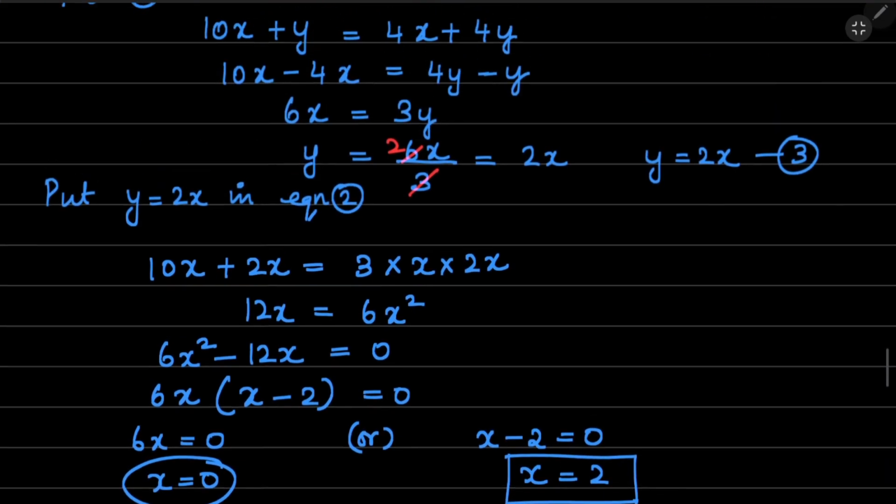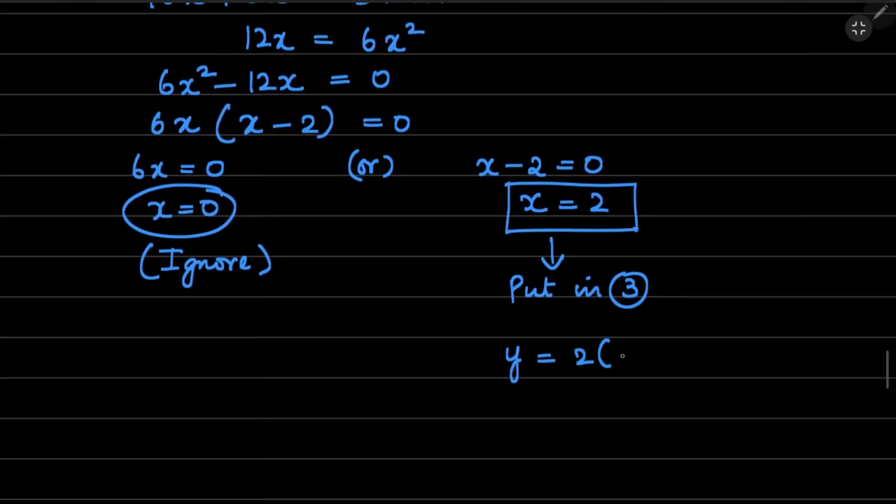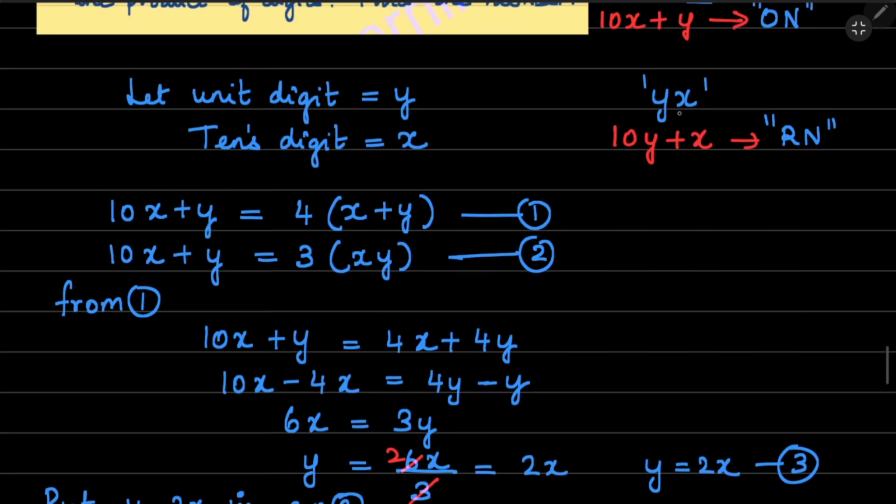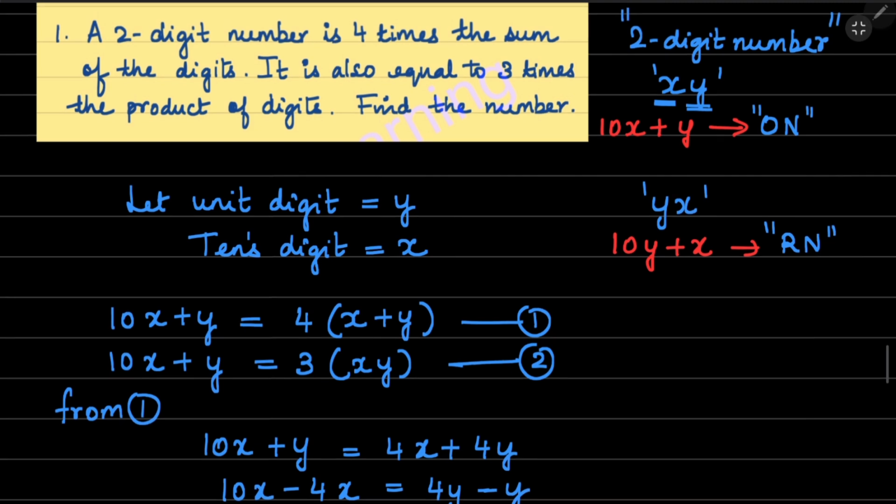So what do you get your y as? y is equal to 2x. So 2x is 2. So y is equal to 4. Okay, therefore the two-digit number is, what is the original number that we assumed? It was yx, isn't it? No, the original number was xy. yx is the reverse number.